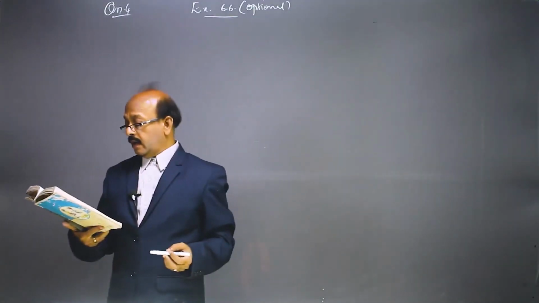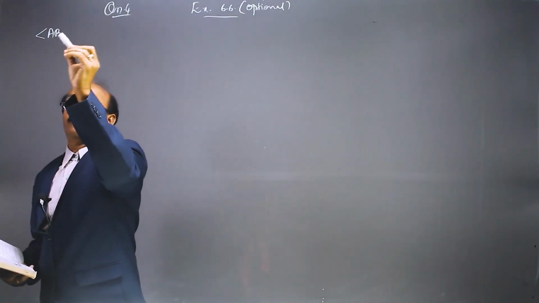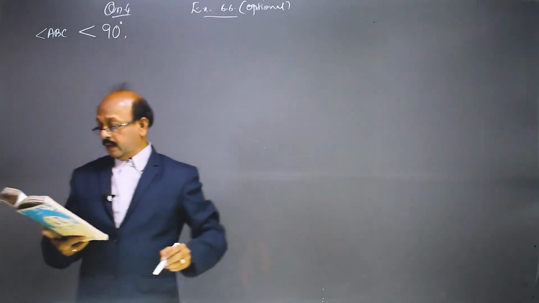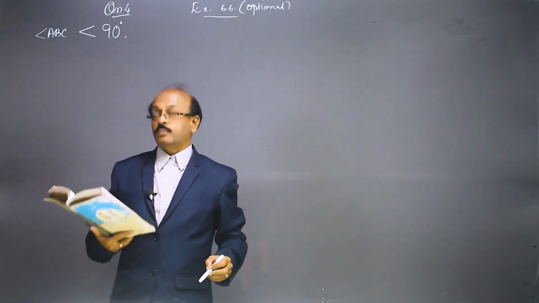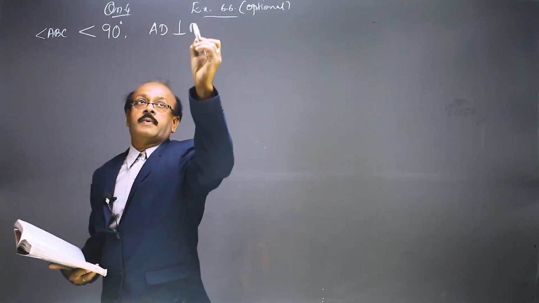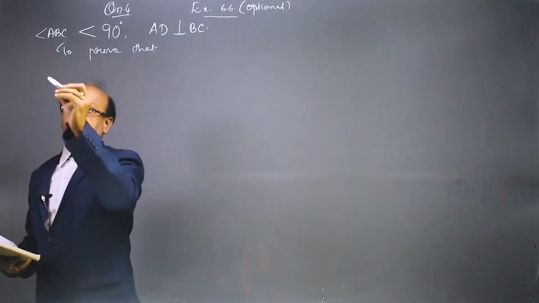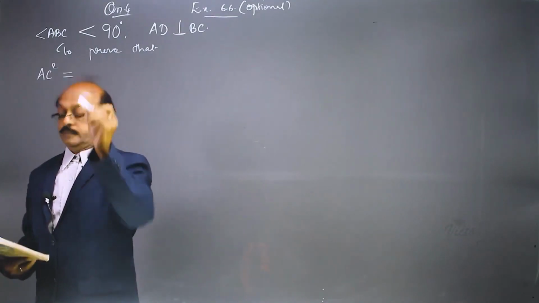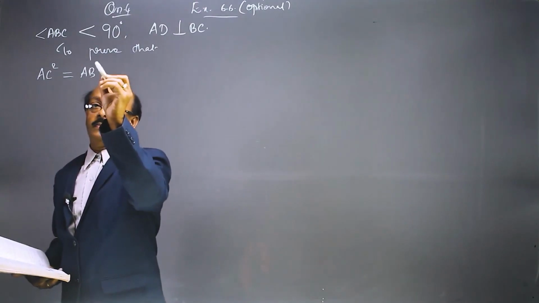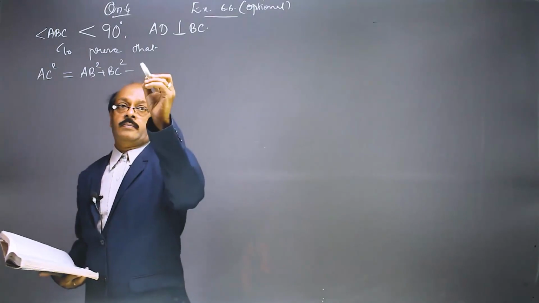In this question, angle ABC is less than 90 degree and AD is perpendicular to BC. We have to prove that AC square is equal to AB square plus BC square minus 2BC into BD.